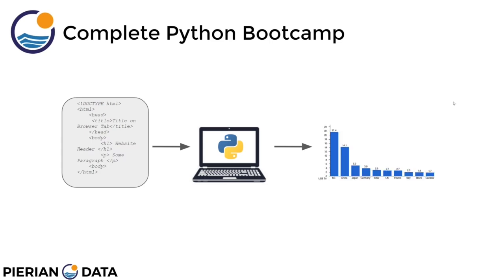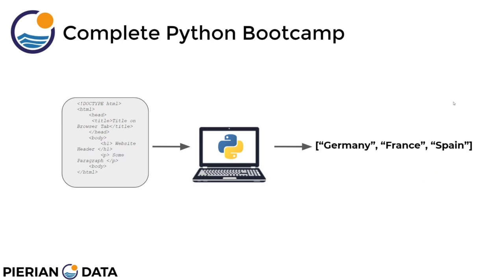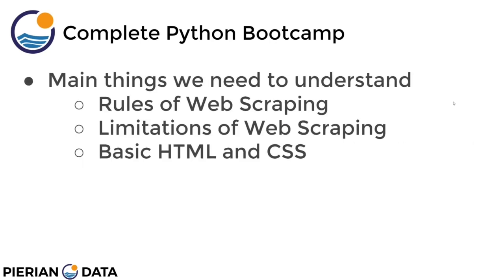Or maybe we want to grab some information off this HTML document. Python will be able to do that as well. So we can grab images and information off this HTML document and convert it into another Python object, such as a Python list.